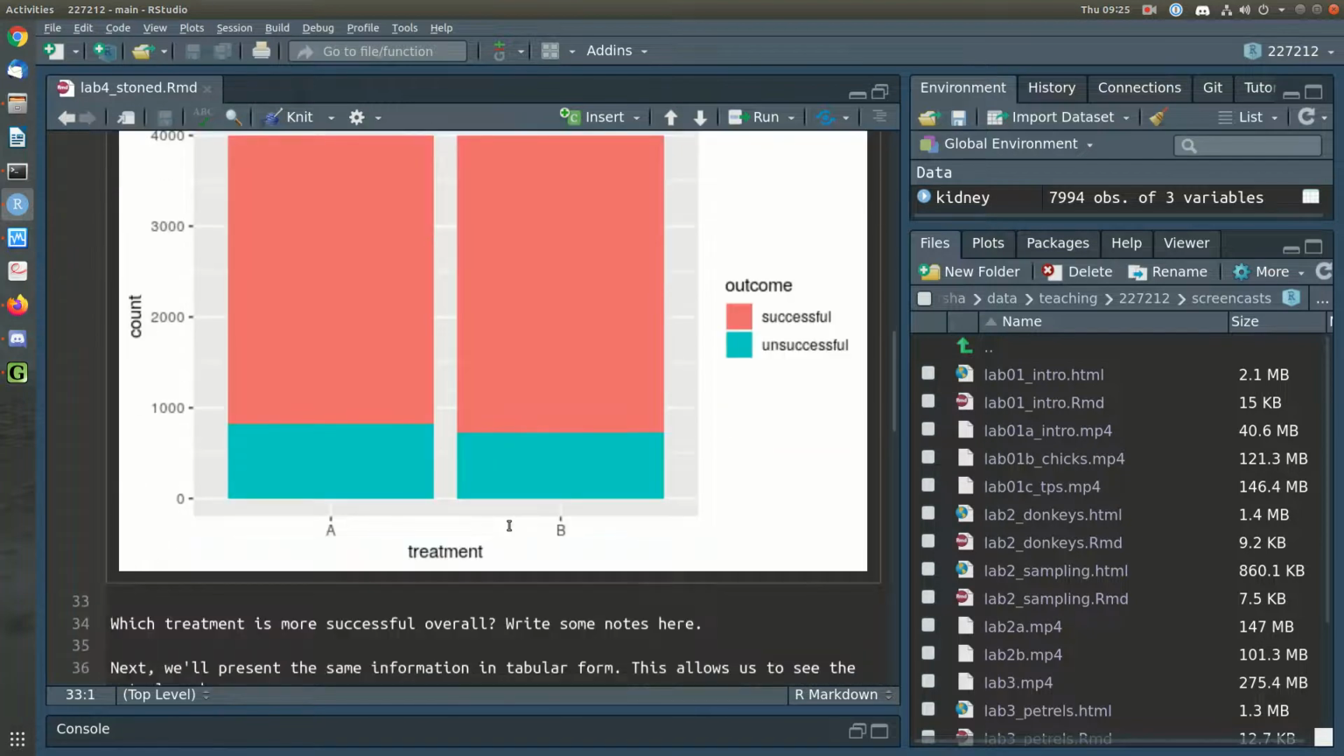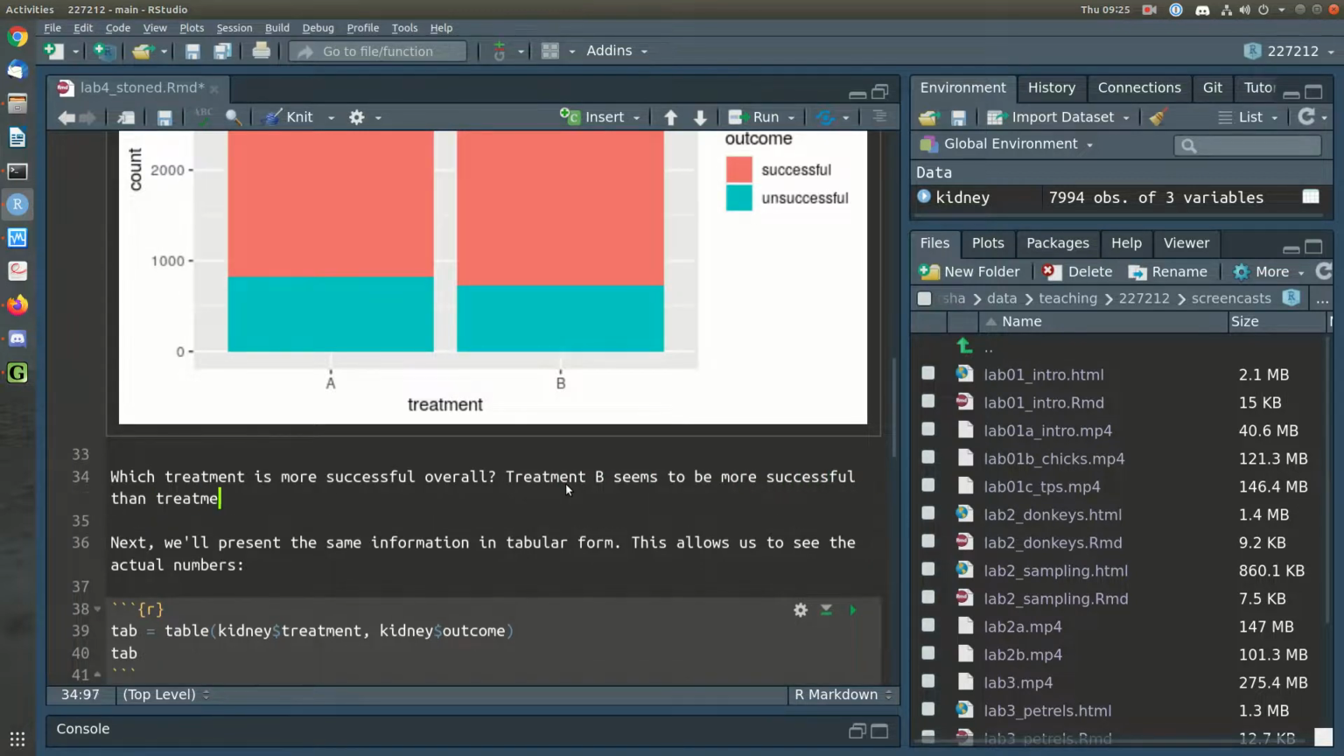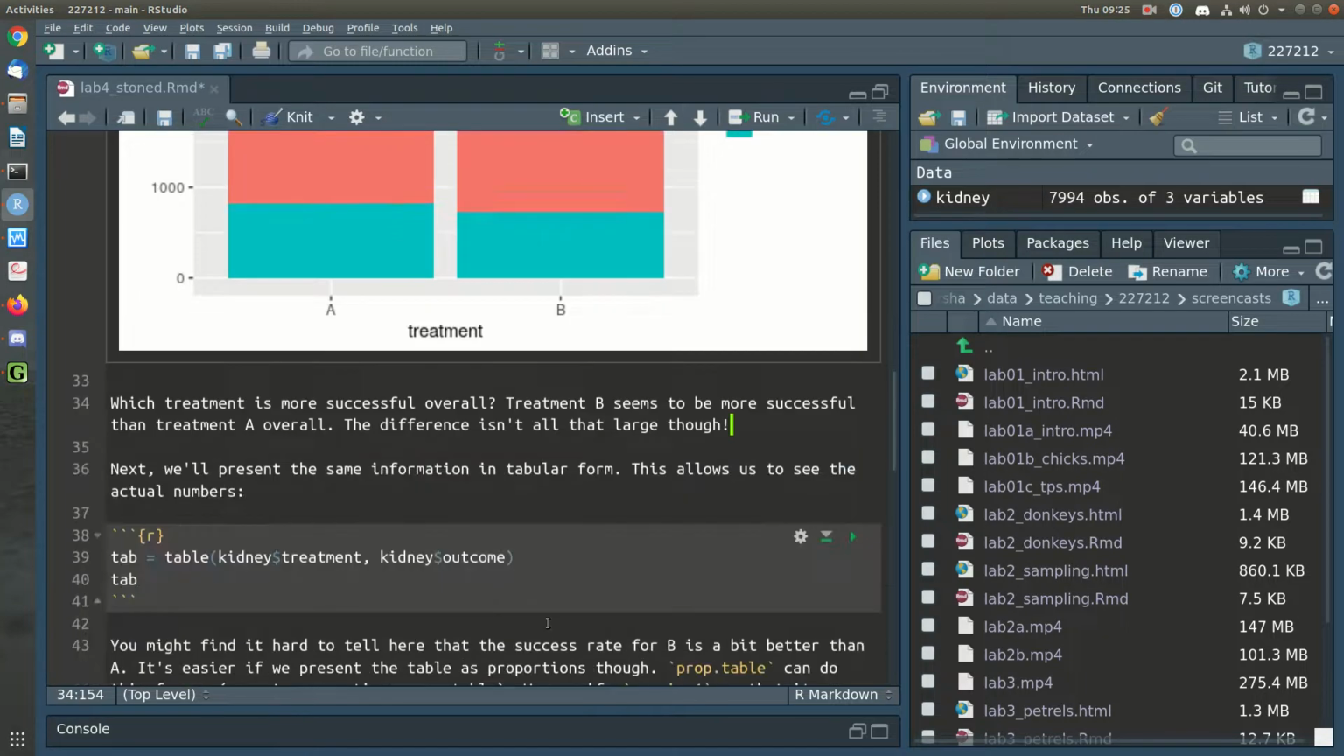Okay, so let's just write that here. Treatment B seems to be more successful than treatment A overall. The difference isn't all that large. Okay, so instead of graphing it, we could use a table.